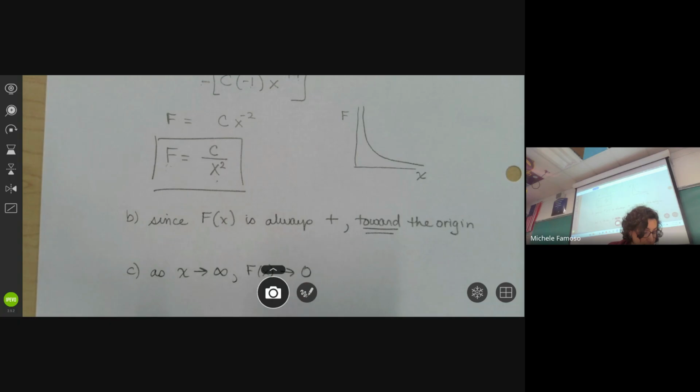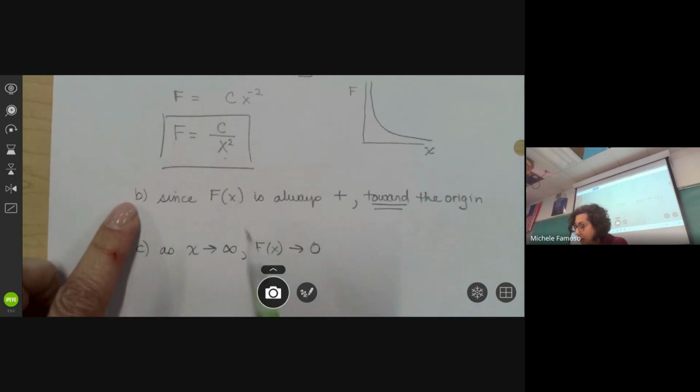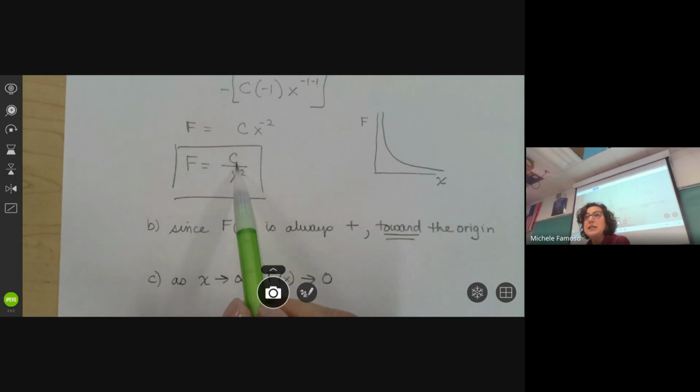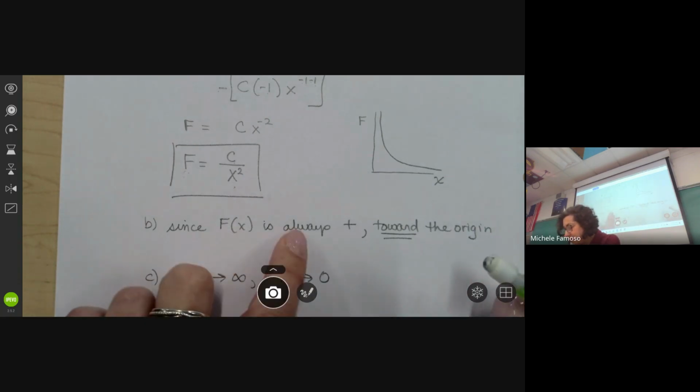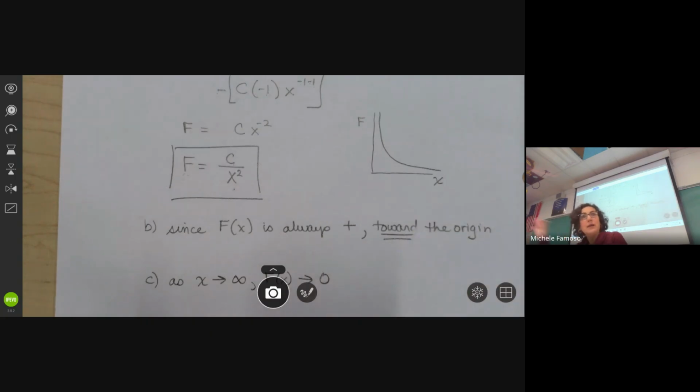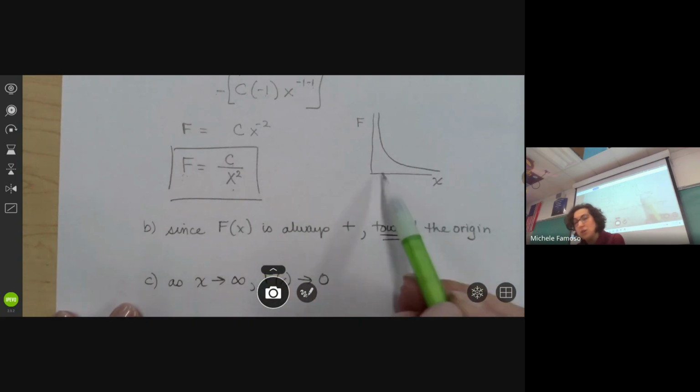Now, part D, answer parts B and C where C is a negative constant. Okay, so if this constant is negative, is the force going to be positive? Okay, you guys are looking at me like I have two heads. Yes, because it's positive. Positive means away, to the right, right? This is always a positive thing. It's always in the first quadrant.